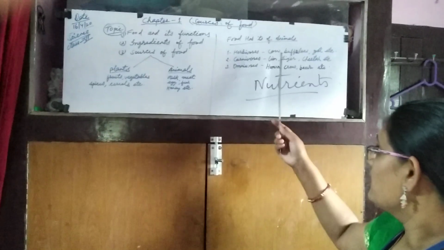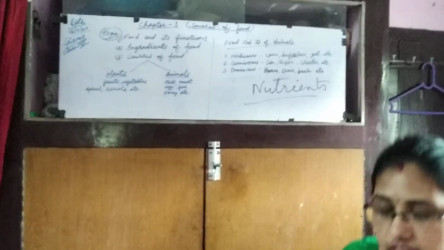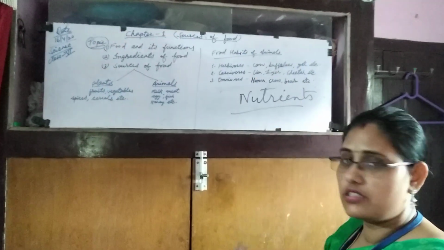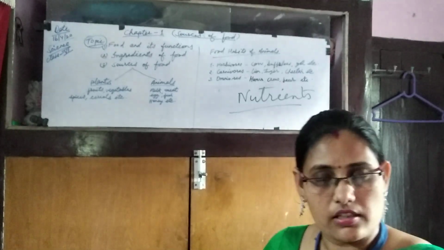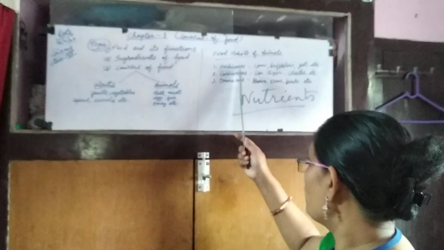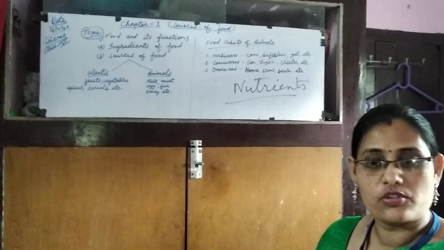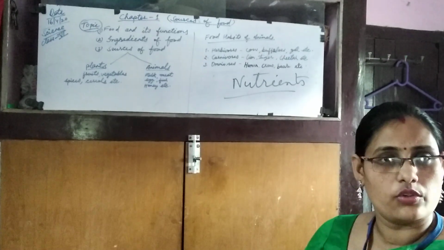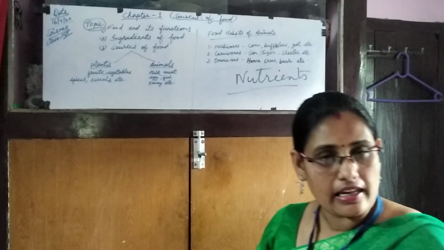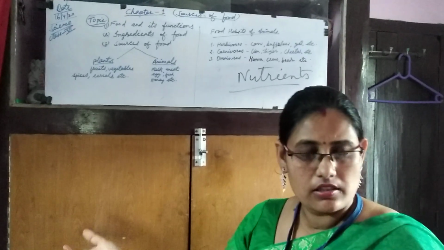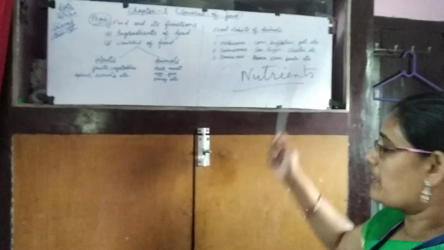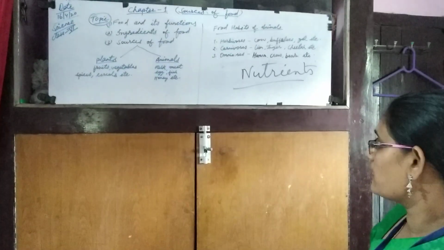Now, the next topic, that is food habits of animals. Animals are categorized into three different groups on the basis of their food habits. Number one is herbivores. Herbivores are those animals who like to eat only plants. It means they only eat plant products like grasses, leaves, bark of trees, and all. Some examples are cow, goat, buffaloes, etc.